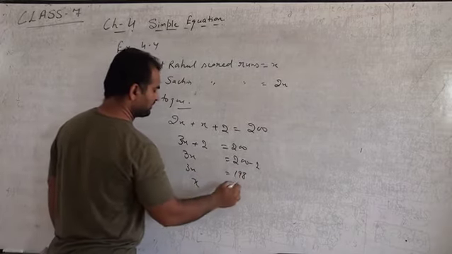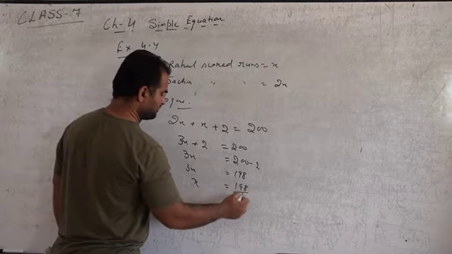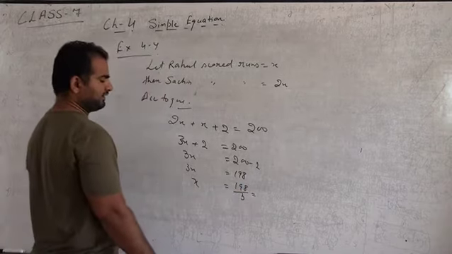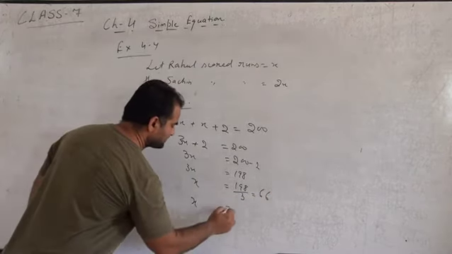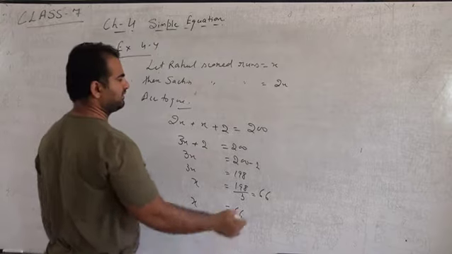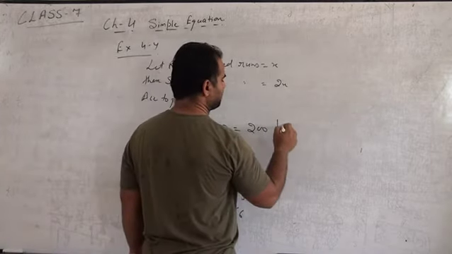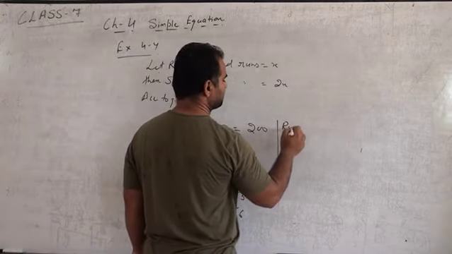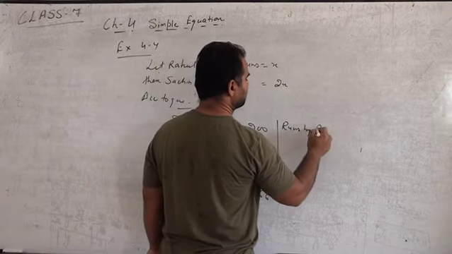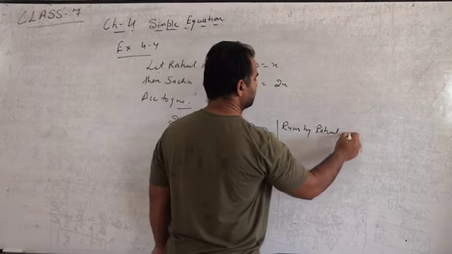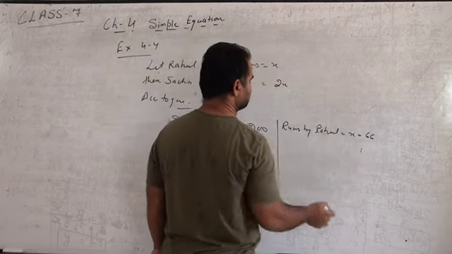x will be 198 upon 3. So when we divide, 3 sixes are 18 and 3 sixes are 18. So x will be 66. Next, what we have to find? Runs by Rahul equals x equals 66.